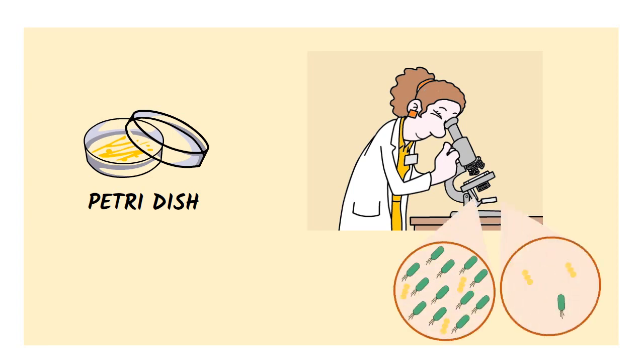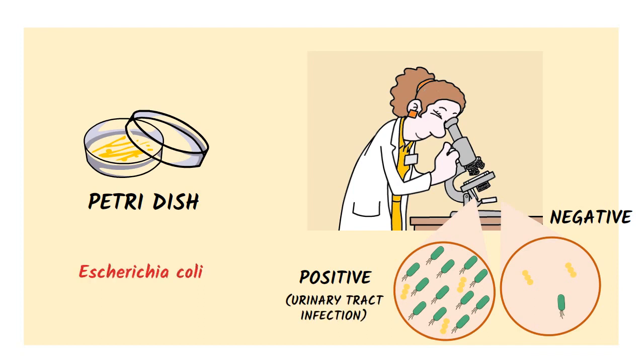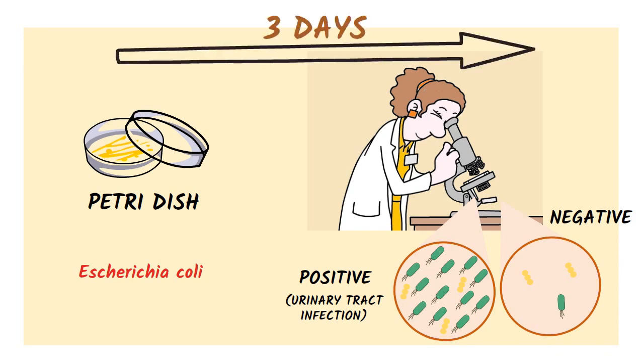If there are no harmful germs, the test is called negative. If there are bad germs growing, the test is positive and it means that a urinary tract infection is present. The most common germ that causes urinary tract infections is called Escherichia coli, and it is a bacteria that normally lives in our intestines. The results are usually ready in 3 days because this is the time needed for the germs to multiply and grow.